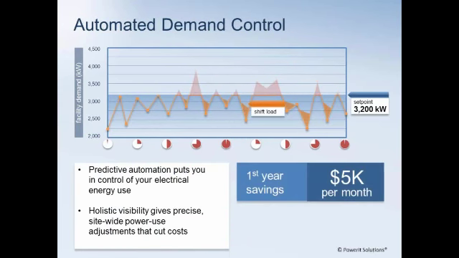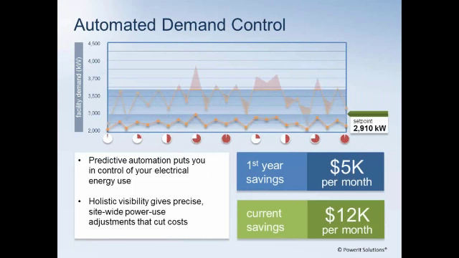The software that we were looking at allowed us to go in and say, okay, if we can shift these loads, we could have a $5,000 per month savings by taking those peaks, shaving them off, and moving them out into another time period. So you can see how that shifted with the graph.